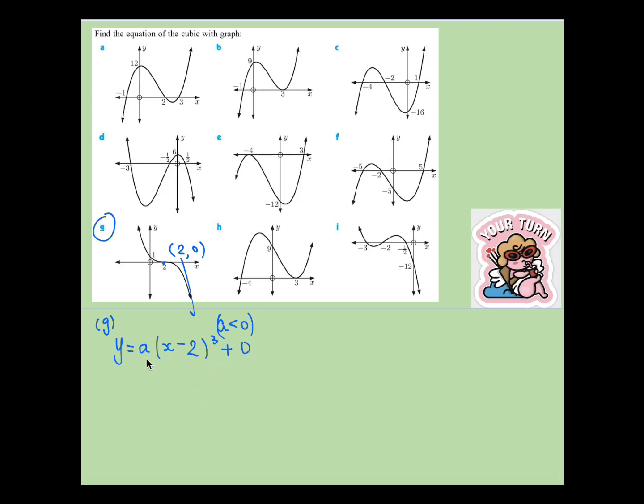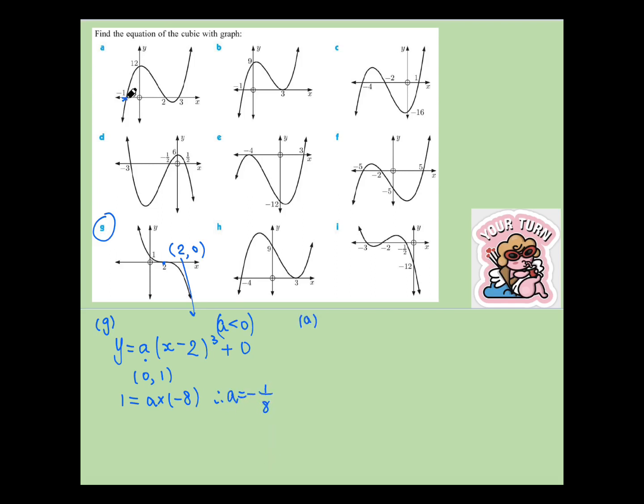And then in order to determine the value of a, just use another given point, which is the y-intercept. It tells us the point (0, 1) is on the graph. Substitute this point into the equation. Then we will have the value of a, which is negative 1 over 8.